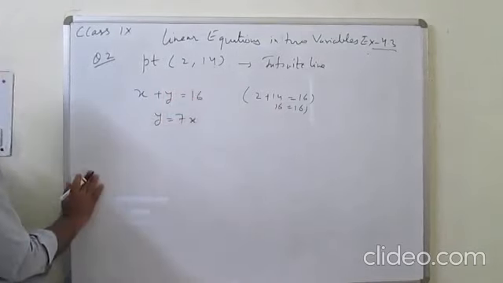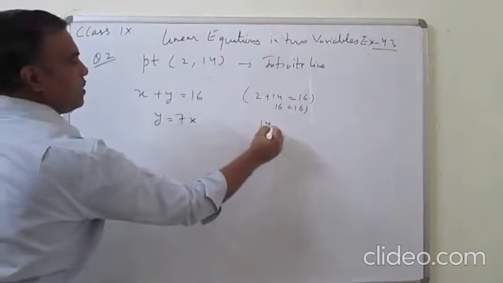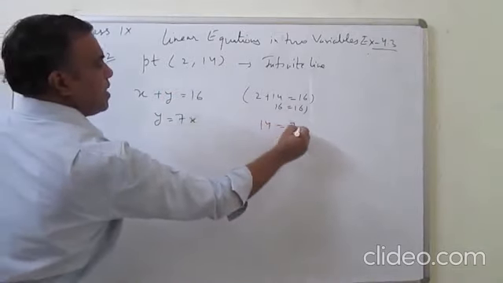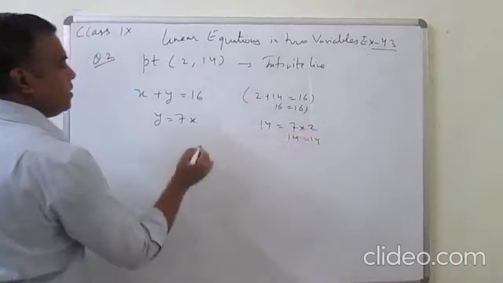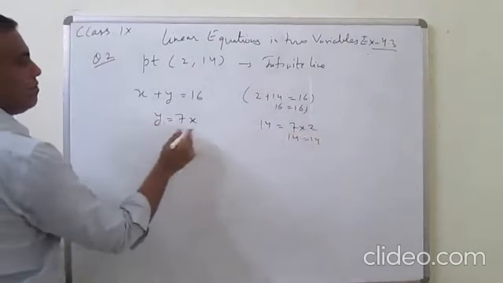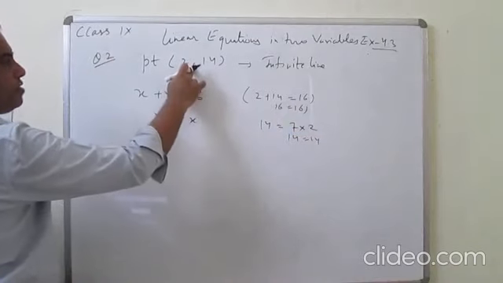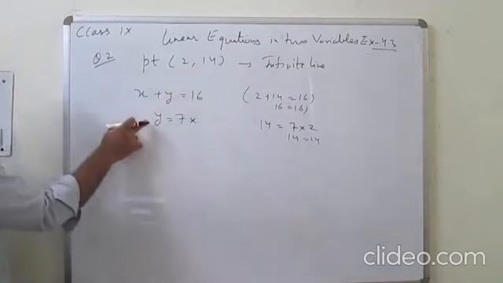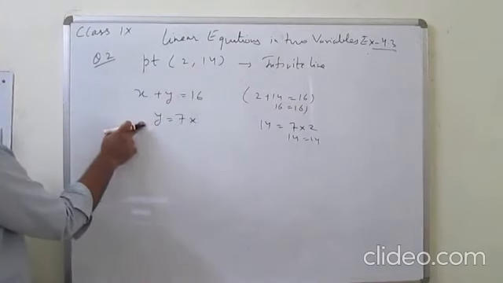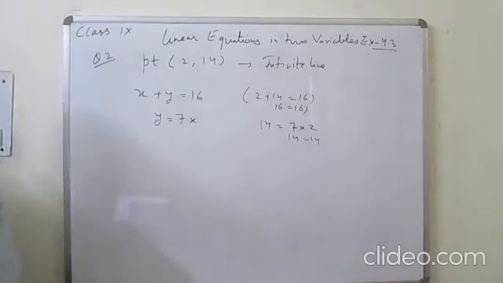y is equal to 7x. See, y is 14. If I put 7x, x कितना दिया हुआ है 2, so 14 is equal to 14. So it is the equation of line passing through the point 2, 14. Any other you can try.